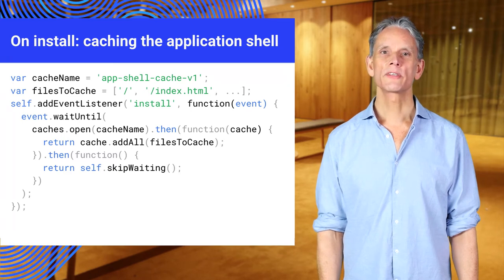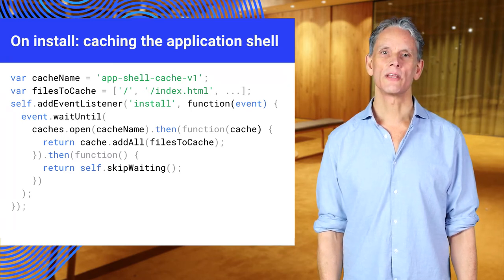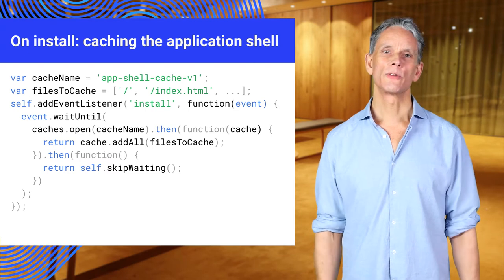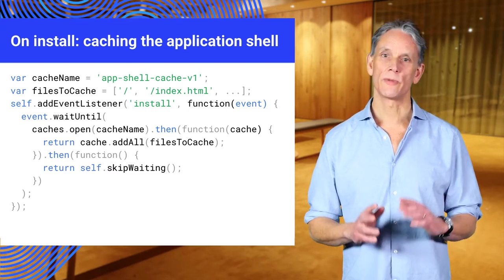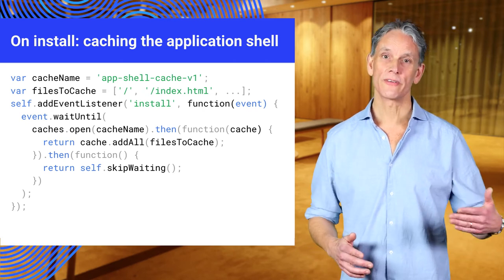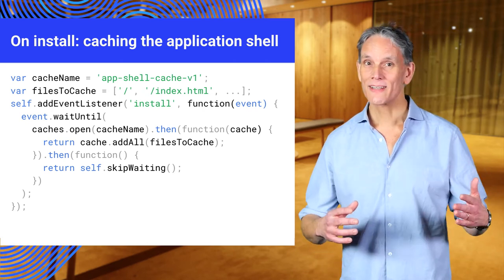Event.waitUntil takes a promise to define the length and success of the install. If the promise rejects, the installation is considered a failure and this service worker will be abandoned. If an older version is running, it'll be left intact.